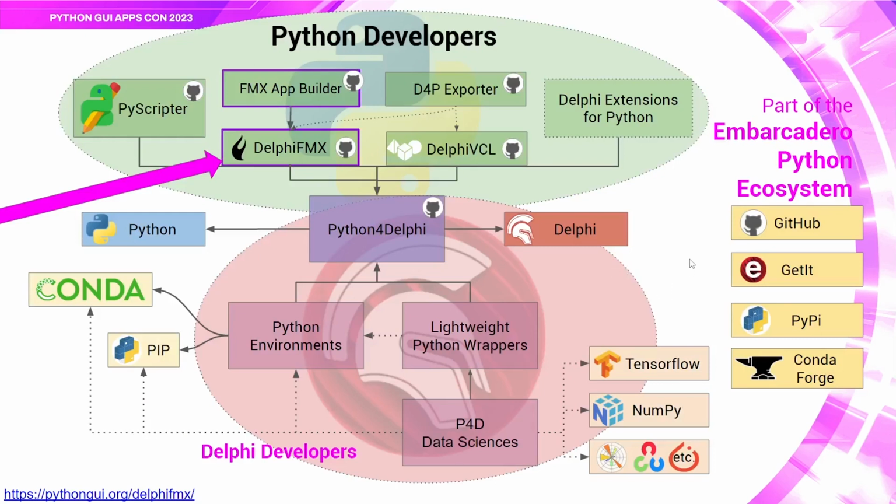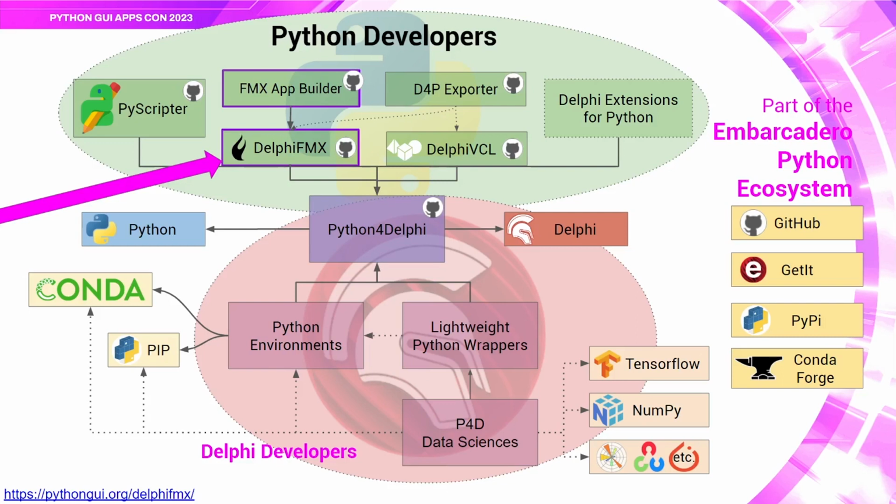So this is the Embarcadero Python ecosystem, and this shows where DelphiFMX fits in that ecosystem. Embarcadero sponsors PyScripter, which is a Python IDE, and then there's also DelphiFMX, which is the cross-platform wrapper around FireMonkey, and there's also the Delphi VCL Python package, which is a wrapper around the Delphi VCL library for Windows 32 and Windows 64. And you can export forms using the D4P exporter to use in DelphiFMX.